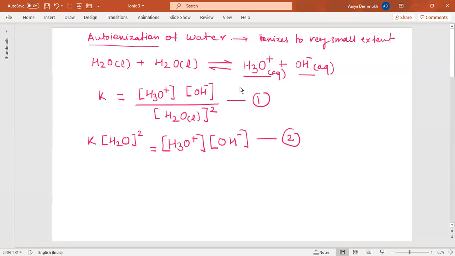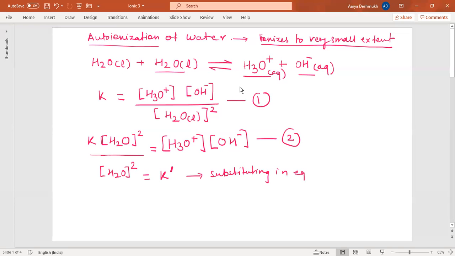Now the majority of these water molecules are undissociated. As I told earlier, it ionizes to a very small extent, so the majority of them will remain undissociated. So the concentration of water can be treated as constant. If you consider the concentration of water molecule as a constant, you can write it as K dash, and substitute this in equation number 2.